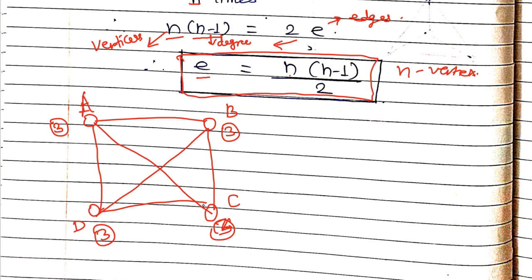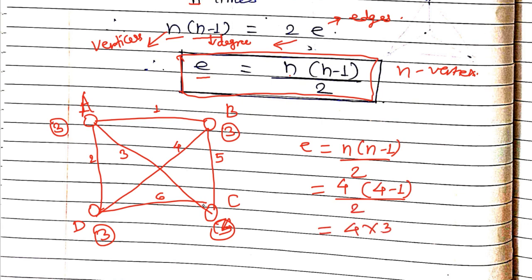Now calculate the edges in this graph. These are edge 1, 2, 3, 4, 5 and 6. So 6 edges are there. If you calculate with the formula, e is equal to n into n minus 1 upon 2. How many nodes are there? 4 vertices. So 4 into 4 minus 1 upon 2, that is 4 into 3 upon 2, that is 12 upon 2, which is equal to 6. So the number of edges in this graph is 6, which proves the formula.